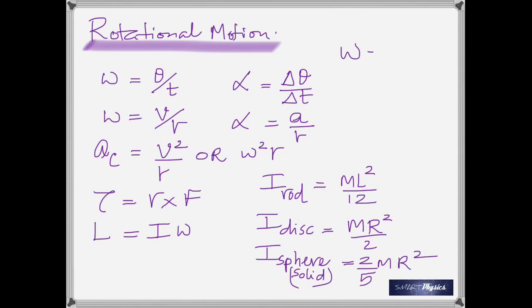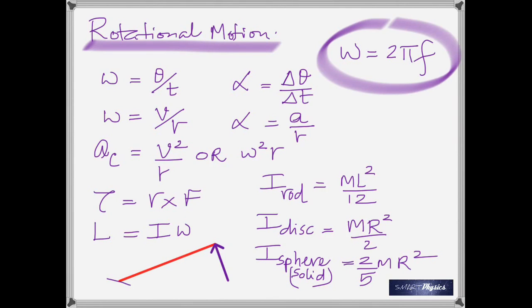Okay, now omega is 2 pi times frequency. And frequency is what is given in rotations per second. You know that, right? So this is going to be in radians per second, because one rotation is equal to 2 pi radians. That's why.